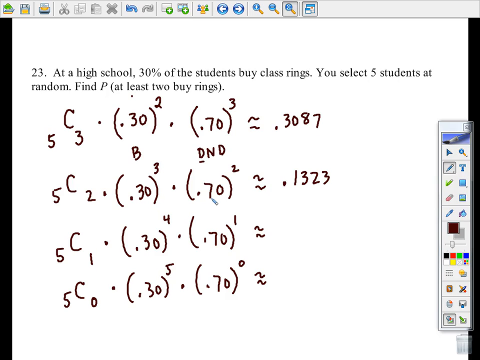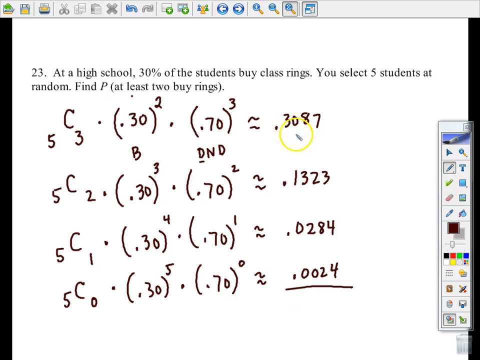5C1 times 0.3 raised to the 4th, 0.7 raised to the 1st, 0.0284. And then finally, we can shortcut this one. 5C0 is just 1. 0.7 to the 0 is 1. So really all we need to do here is 0.3 to the 5th. 0.0024.